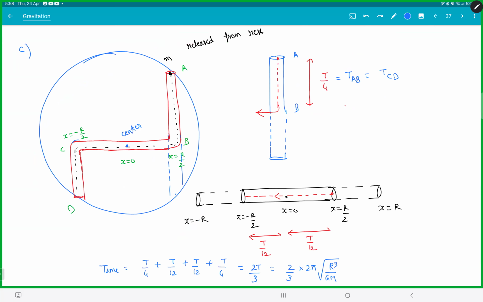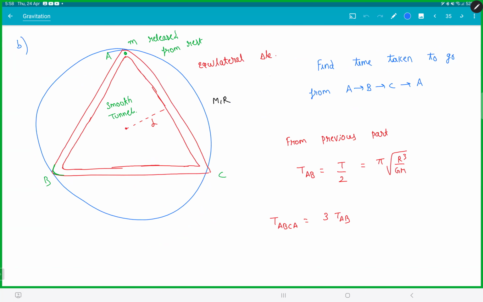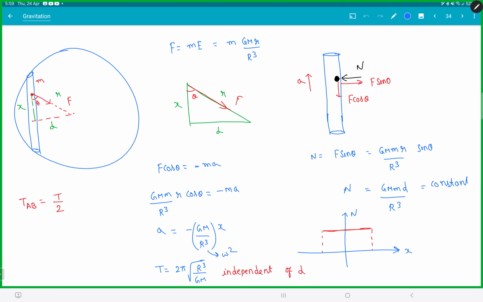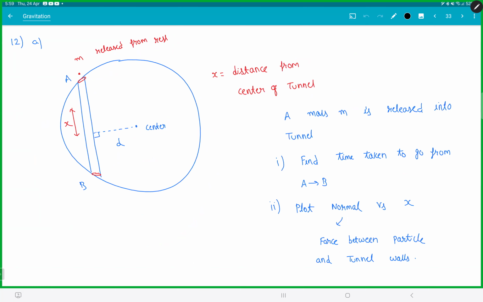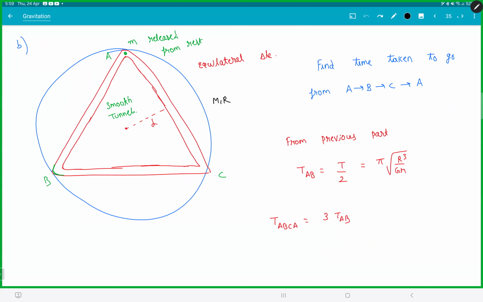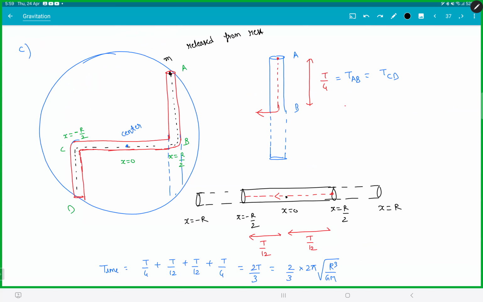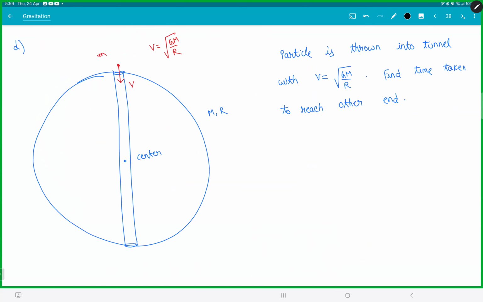Can someone tell me what is the different thing so far? This is the first question we did. This is the second we did. Third we did. Did you guys notice something? Did you notice this? Released from rest. Released from rest. Released from rest. Now I didn't release from rest. So now you tell me. One thing is clear. If you're in the tunnel, it is an SHM. So in an SHM, can you tell me where will the particle be at rest?